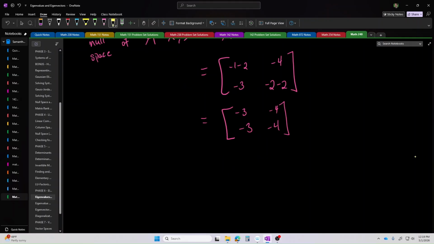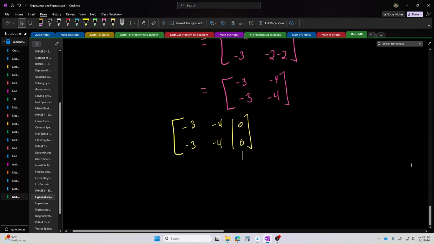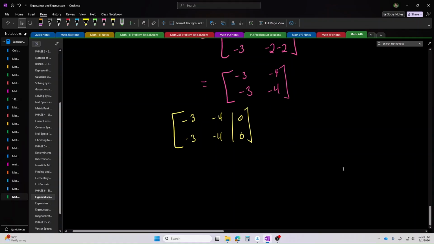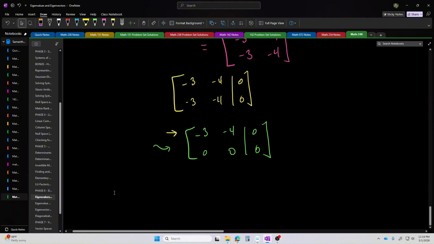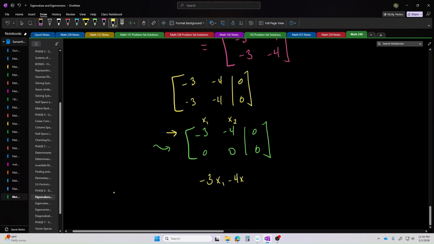So we can find the null space in the normal way. We can, for example, augment this matrix with 0 to see what kind of inputs would give rise to a result of 0. If we do row reduction, the two rows are just scalar multiples of each other, so the entire bottom row would become 0. And so we're left with a single meaningful row corresponding to a single meaningful equation that I might write down as negative 3x1 minus 4x2 equals 0. x2 is free.